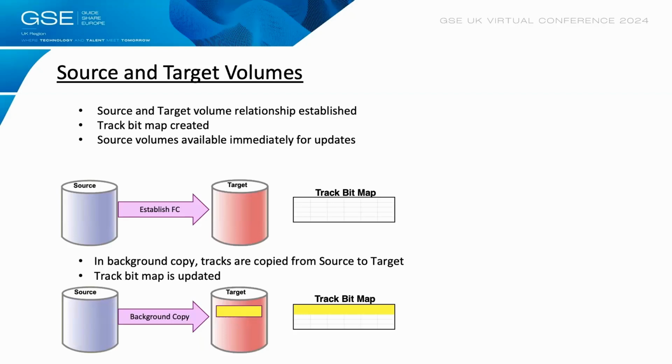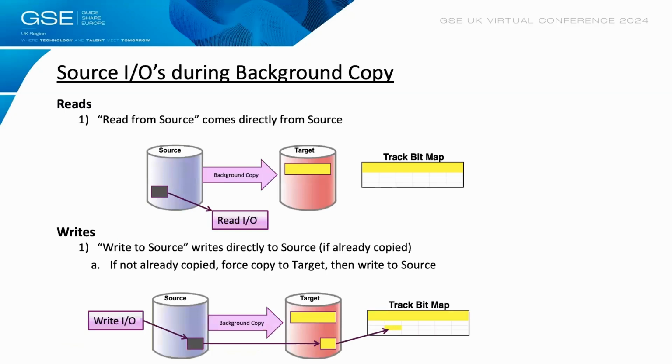And then in the background, tracks are copied from the source to target, and the bitmap is updated to say, I've copied this, I've copied this. So that's the basics of it. If someone wants to read from the source, it goes directly to the source. It doesn't matter whether it's been copied, it could be an updated page or a non-updated page. They don't care because it's still going.